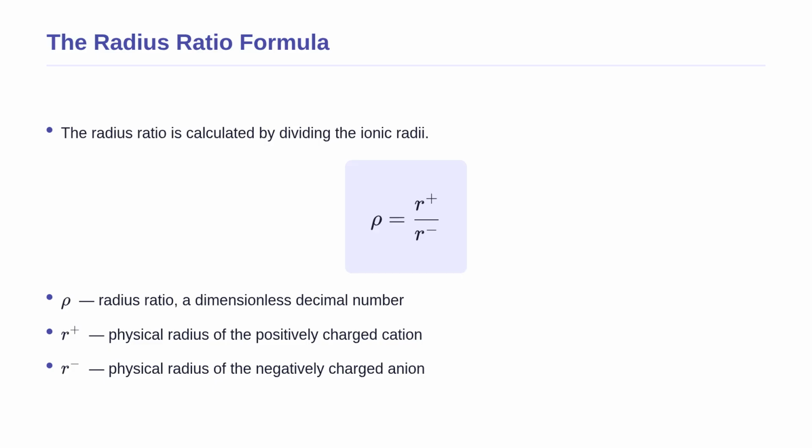As the size of the cation increases, the ratio increases, which physically means the central gap is larger and can accommodate more anions around it without them bumping into each other.